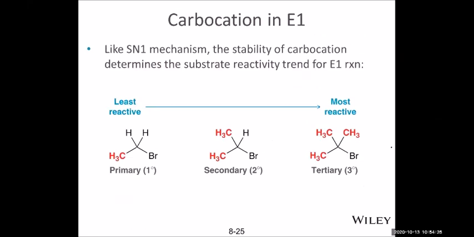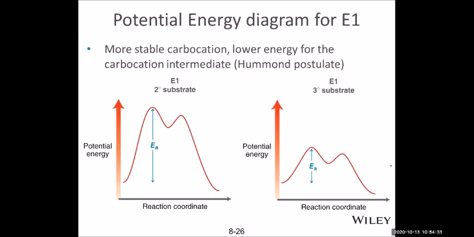The carbocations, as we did before, have similar stabilities. Tertiary is the easiest to form the carbocation. The reason is very similar: the tertiary carbocation is very stable. The carbocation is an intermediate. It's more stable, so you have a lower activation energy.